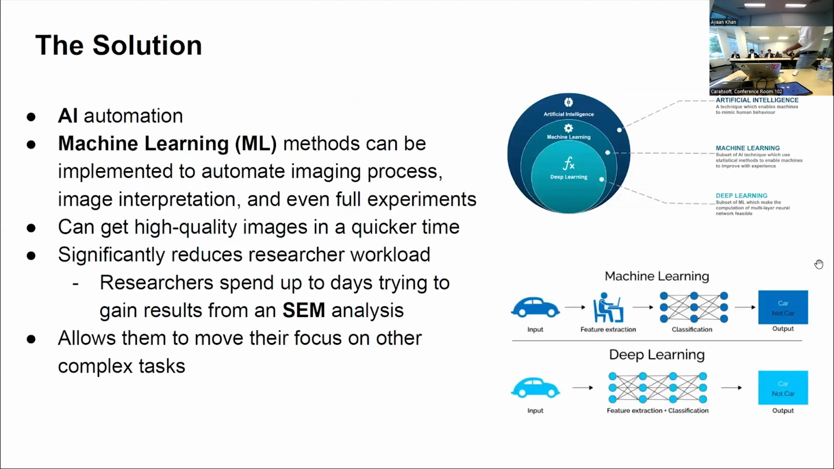So the solution we're thinking of is AI automation using machine learning methods. ML methods can be implemented to automate the imaging process, image interpretation, and eventually even full-scale experiments. We can get high-quality images in a quicker time. It'll significantly reduce researcher workload.